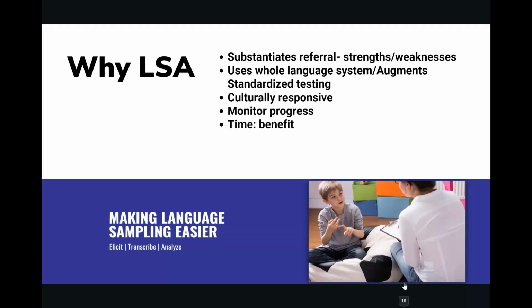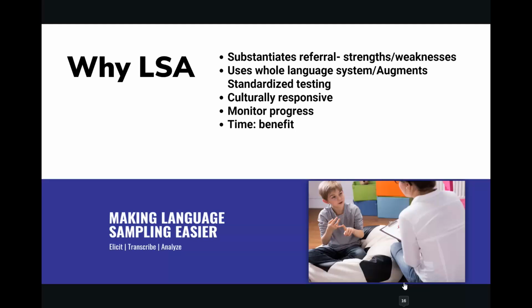Language sample analysis uses the whole language system, so this can be great for augmenting standardized testing. If we think about standardized tests, we're looking at fractions of language, so we might be looking at morphology, we might be looking at semantics in isolation, but when we use a language sample, we're looking at how the speaker uses their whole language system when they're having a conversation or doing a narrative story retell.